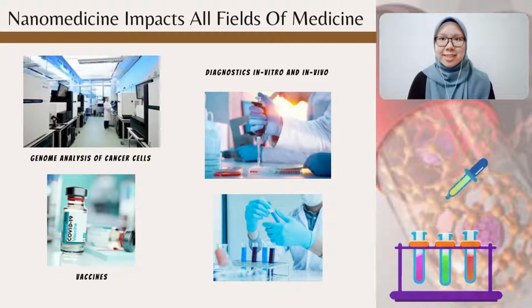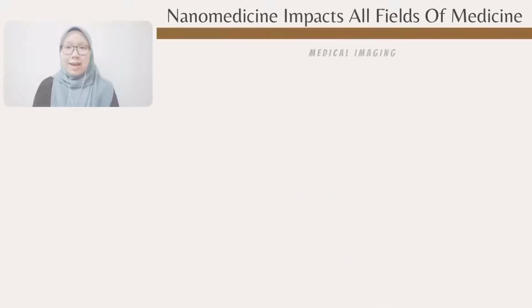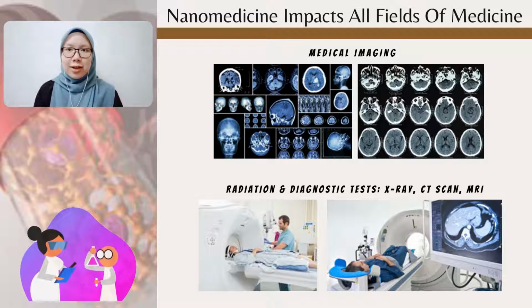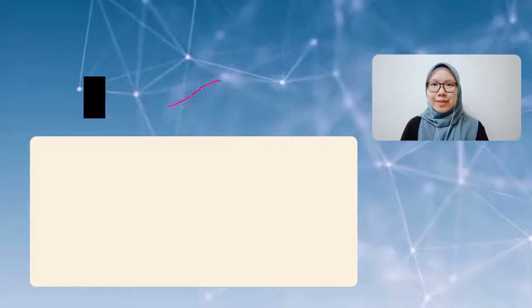And for this one, it is one of the nanotechnologies that has gone viral globally, which is the vaccine. The function of a vaccine is immunization to reduce the risk of getting a dangerous disease. Medical imaging is also nanomedicine, which is used to create images of various parts of the human body for diagnosis. Last but not least, radiation and diagnostic tests such as X-ray, CT scan, and MRI. They are used to help diagnose injuries or illness within the body.